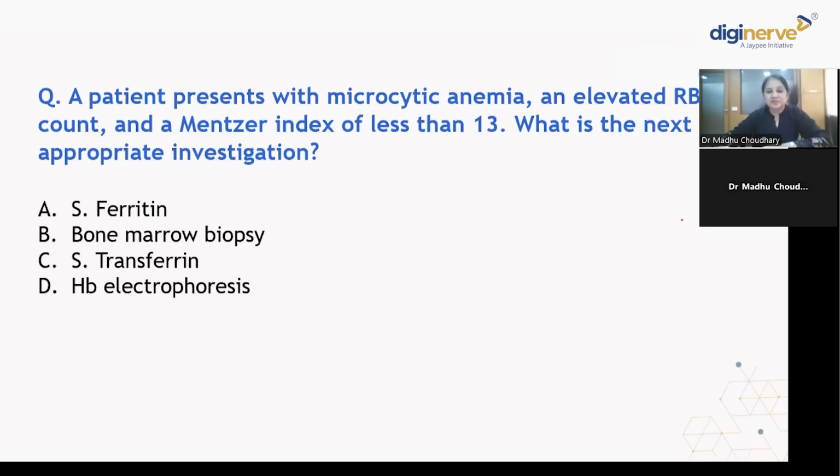A patient presents with microcytic anemia, elevated RBC, and a Mentzer index of less than 30. What is the next appropriate investigation?